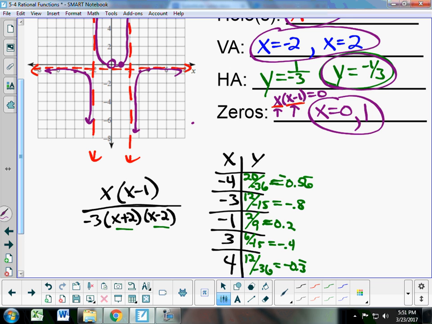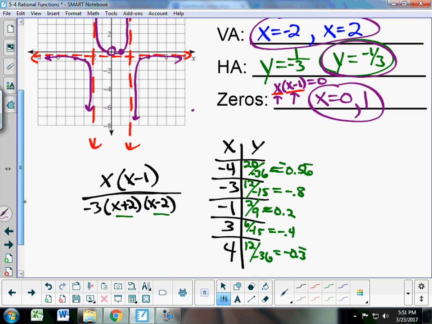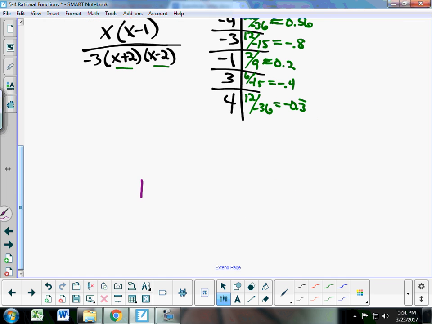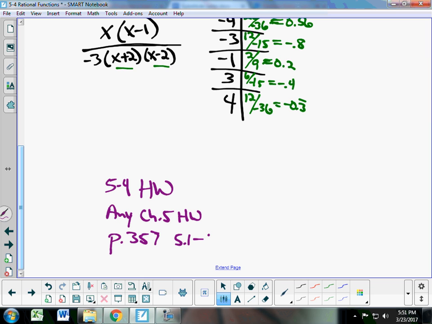Okay, so hopefully that can be helpful for a couple homework problems. I think on the worksheet I said 7, 10, and maybe 12. So right now you should work on the 5-4 homework, then any chapter 5 homework that you didn't get done, and then on page 357 there's a review over 5-1 through 5-5. We haven't gotten to 5-5 yet, but if you're all caught up with those things, then you can work on that page 357. All right, see you guys Monday.